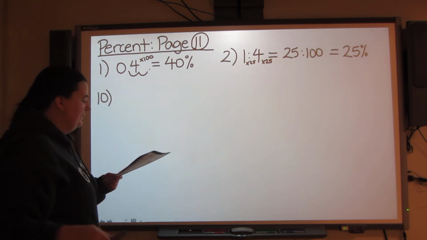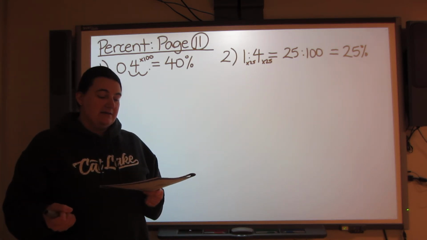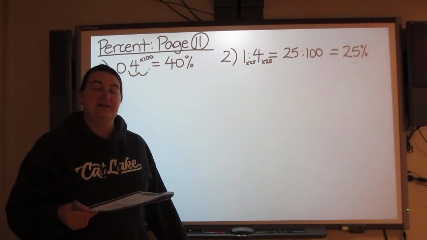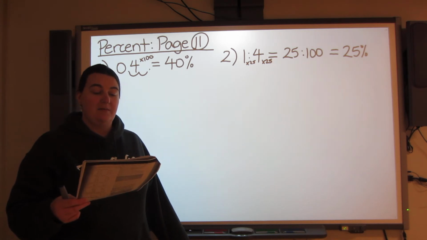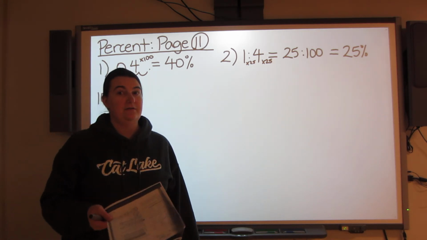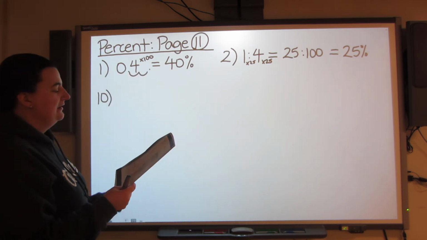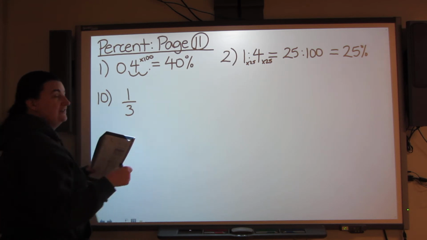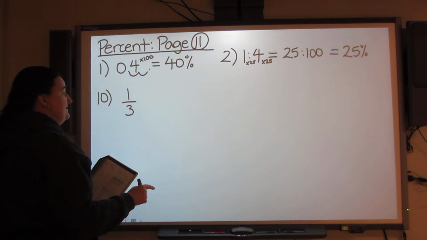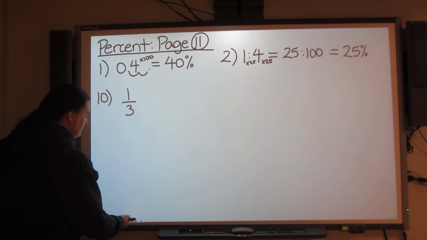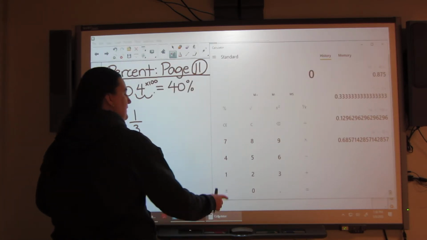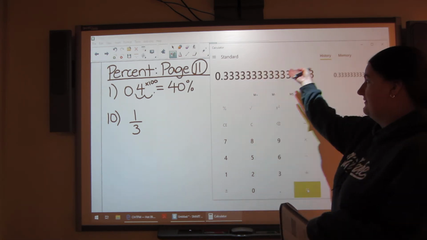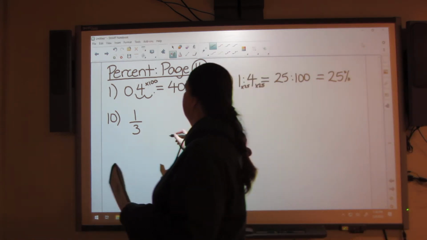Number 10, express as a percent, round each answer to the nearest tenth if necessary. So that means we're going to be doing some rounding. So don't forget the rounding rule, 5 or higher, round up. So number 10, I have 1/3, and I need to express it as a percent. Now we just did this on the last page, but let's do it again. So 1 divided by 3 is a repeating decimal of 3 forever.